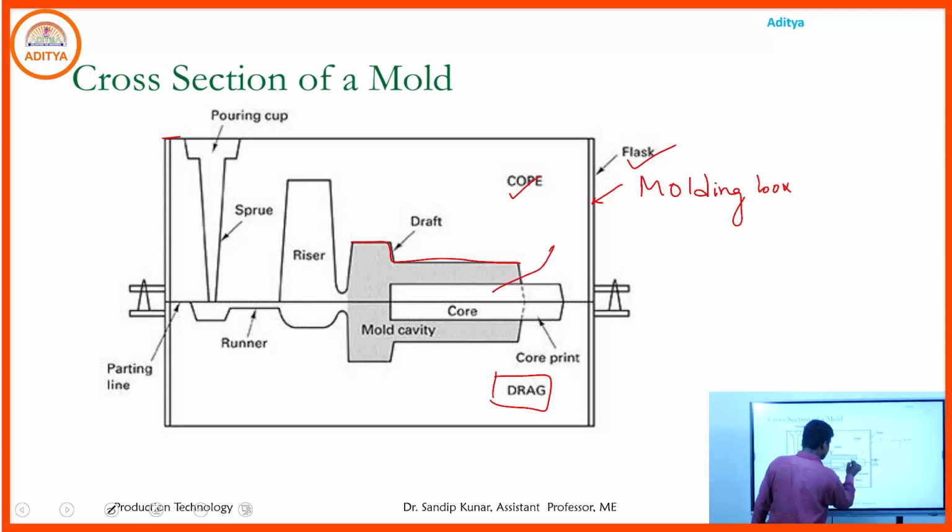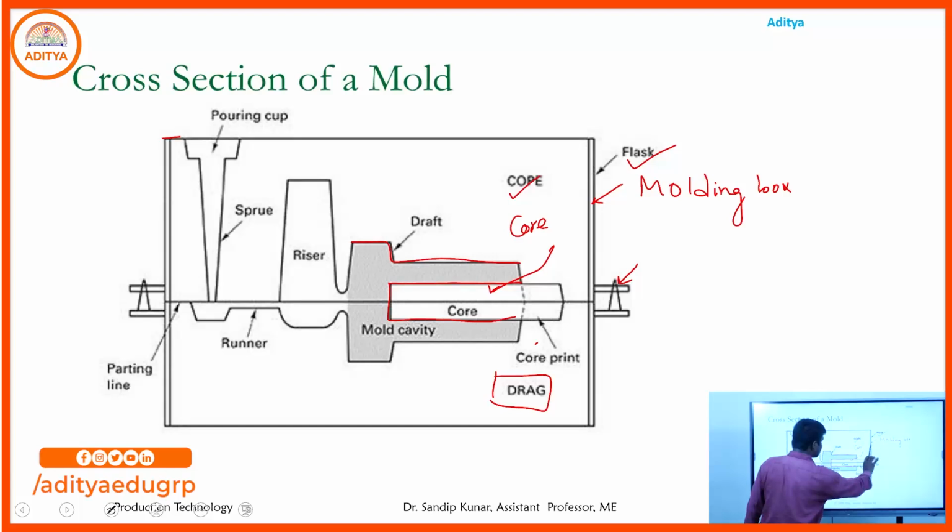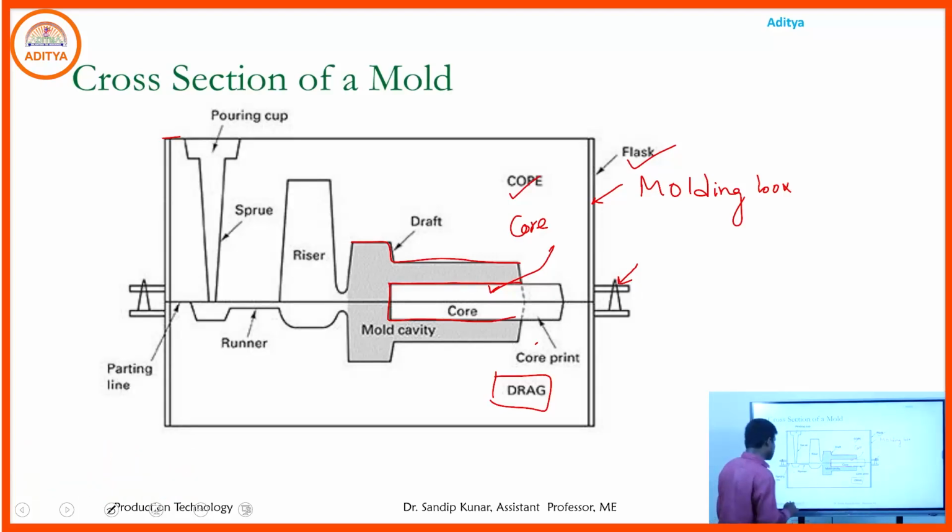The internal part is called the core. The core is used for producing the internal shape of the mold cavity. As per the core shape, the internal features will be prepared. For supporting, locating and positioning the core, we use the core print. Some pins are used for connecting the upper and lower parts of the molding box, and the horizontal section is called the runner.